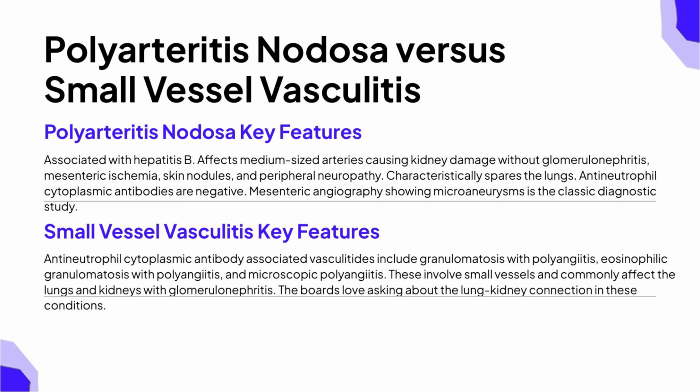For the small vessel vasculitides, these are the anti-neutrophil cytoplasmic antibody-associated conditions: granulomatosis with polyangiitis, eosinophilic granulomatosis with polyangiitis, and microscopic polyangiitis. These involve small vessels and commonly affect both the lungs and kidneys with glomerulonephritis. The boards love asking about this lung-kidney connection. If you see lung and kidney involvement together, think small vessel vasculitis. If the lungs are spared, think polyarteritis nodosa.